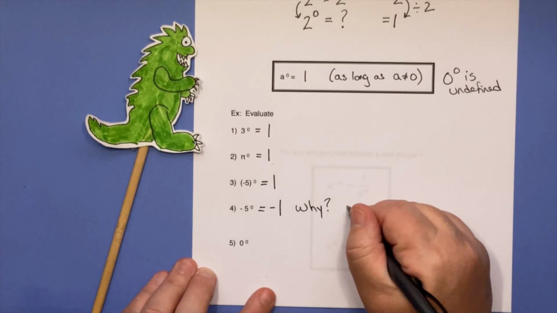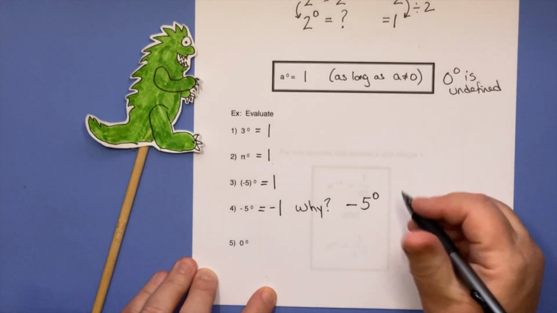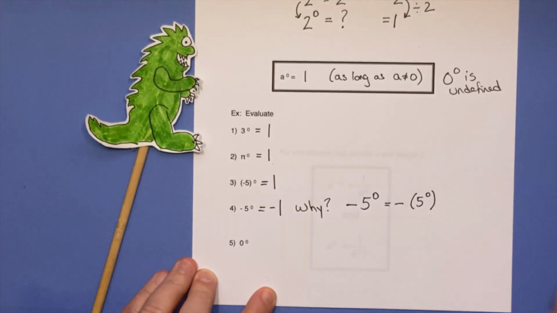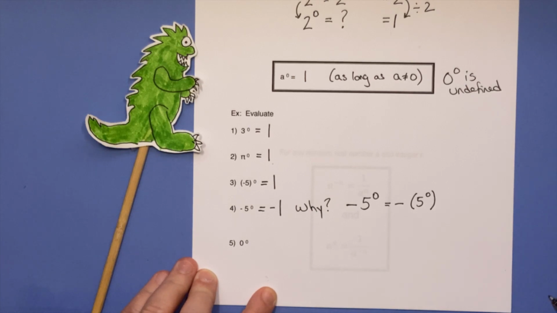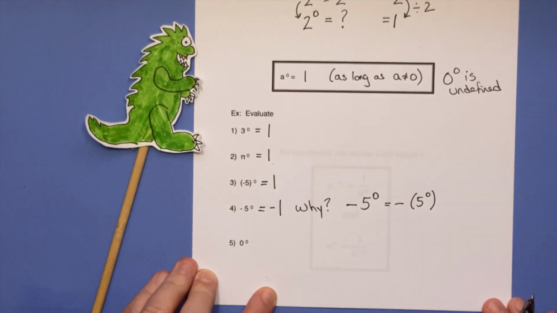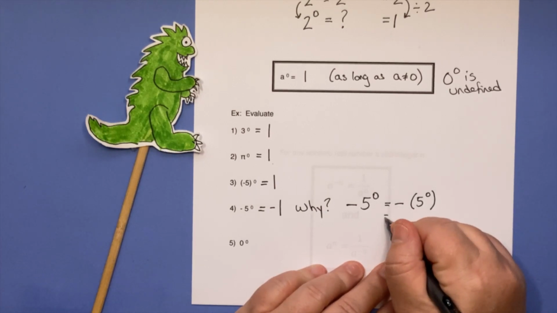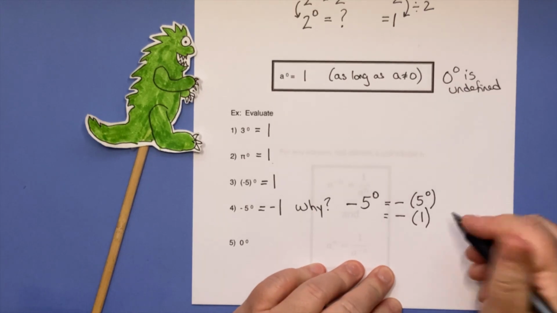Well, the answer is that if you write -5 to the 0 without parentheses, order of operations tells us that the minus gets left out of the party. Exponents are very nearsighted, like I am. They can't see very far. And so a 0 sitting here only sees the 5. It doesn't affect the minus. The minus gets left out. And so you end up with a negative on the outside and 5 to the 0. So that's the opposite of, and then 5 to the 0 is 1. So that's why that works.